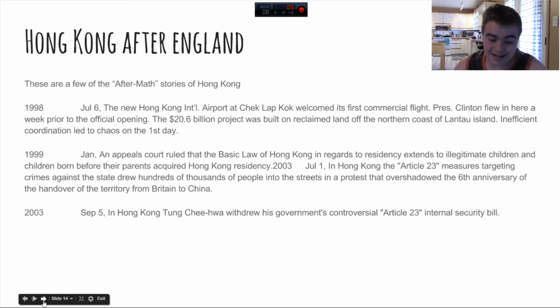July 6, 1998, the new Hong Kong International Airport at Chek Lap Kong welcomed its first commercial flight. President Clinton flew in here a week prior to the official opening. The $20.6 billion project was built on reclaimed land off the western coast of Lantau Island. The inefficient coordination led to chaos on the first day.